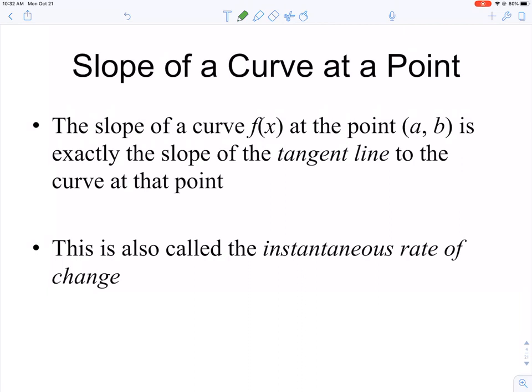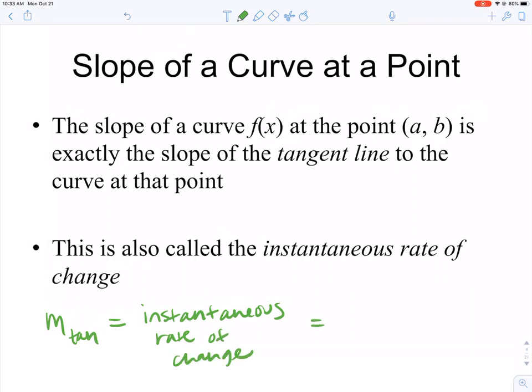So the slope of a curve at a point is exactly the slope of the tangent line to the curve at that point, and this is also called instantaneous rate of change. So the slope of the tangent line is equal to the instantaneous rate of change, which is the rate of change at a point.